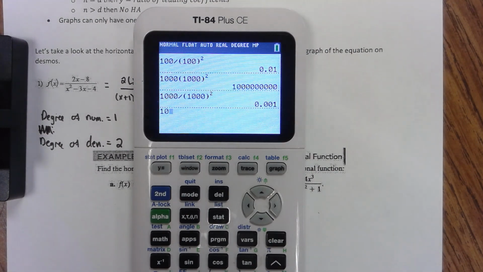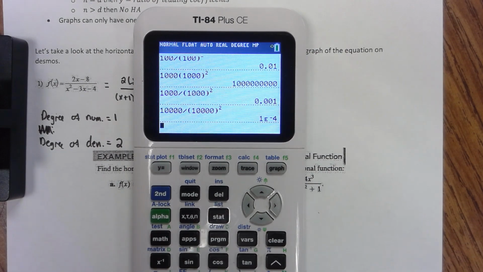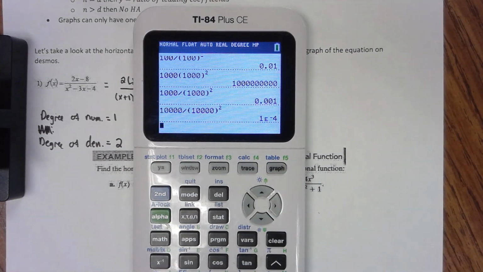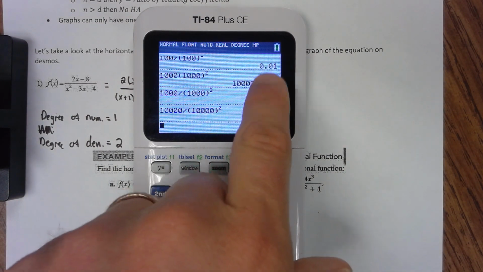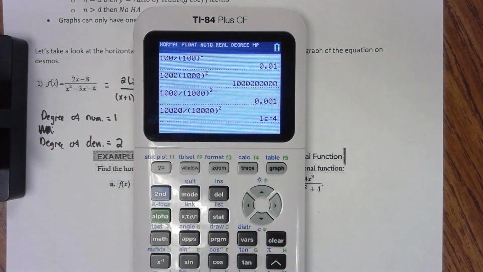If I go to 10,000, now I go to 0.0001. Okay, that's the calculator's way of doing scientific notation. So what's happening as x gets really big? What's happening to these values? They're getting smaller, right? I'm going from 0.01 to 0.001 to 0.0001. All these values are getting really close and approaching 0.